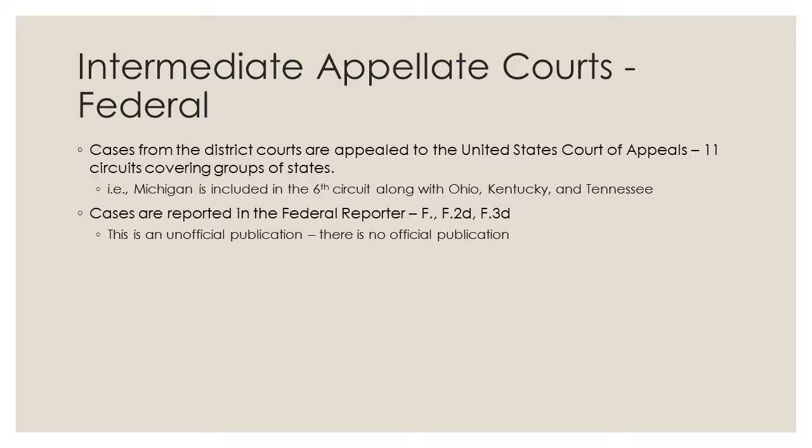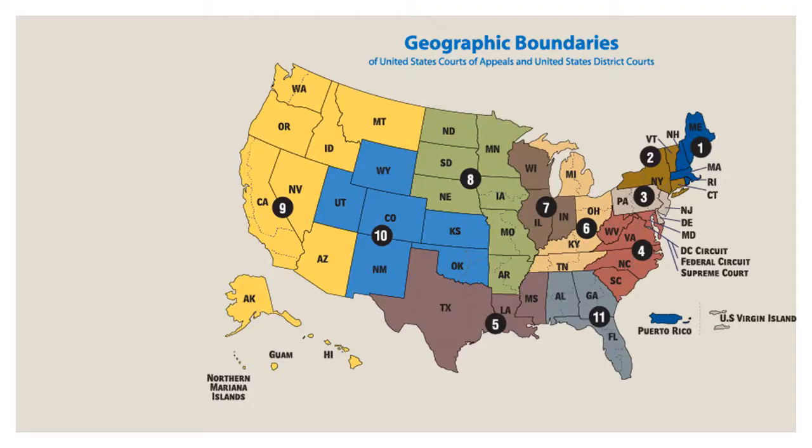The intermediate appellate courts handle appeals from the lower level courts. In the federal system, there are 11 circuits covering groupings of states. Cases in these courts are reported in the Federal Reporter. This is another slide that might be helpful to hold on to. I actually have a color copy posted on my wall. This shows the circuit groupings. Some of them may not be all that intuitive.